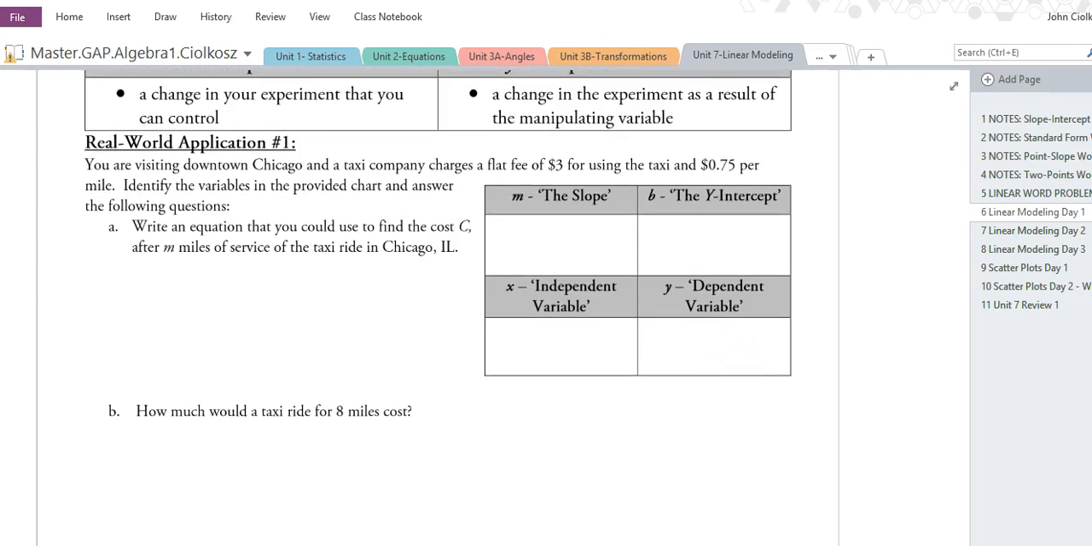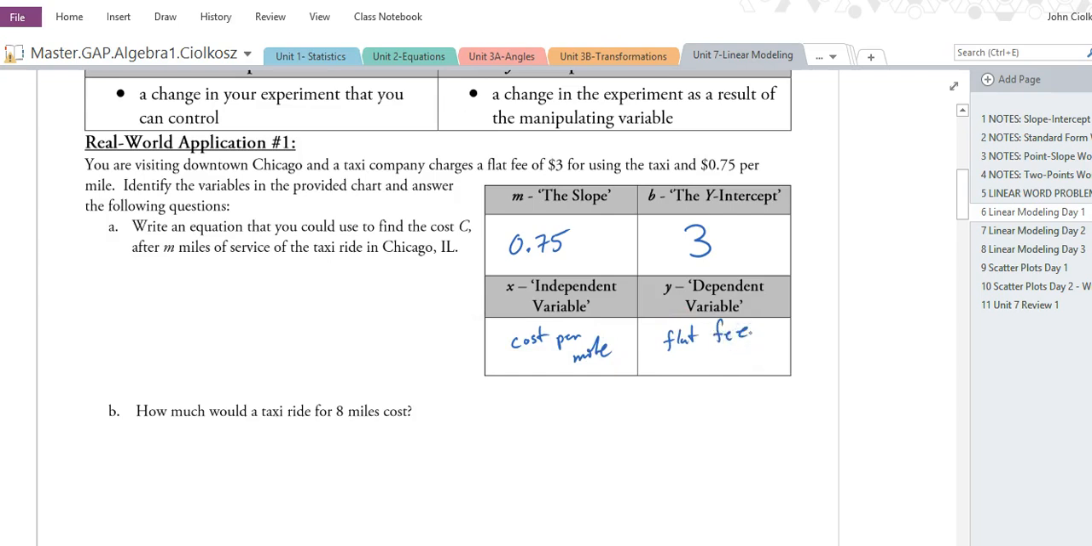So you're visiting downtown Chicago and a taxi company charges a flat fee of $3 for using a taxi and 75 cents per mile. Let's look at our variables first. The slope here is going to be that per mile cost, so 75 cents is our slope. The y-intercept is our flat fee of $3. For our independent, that's our cost per mile. And our dependent is the flat fee.